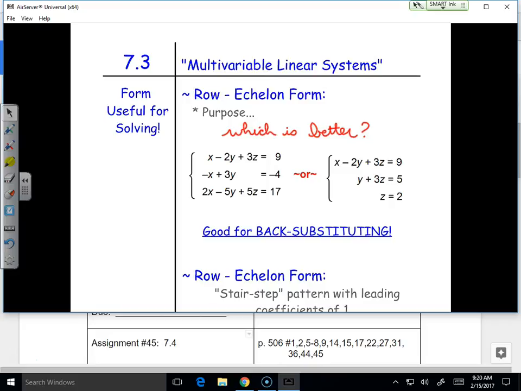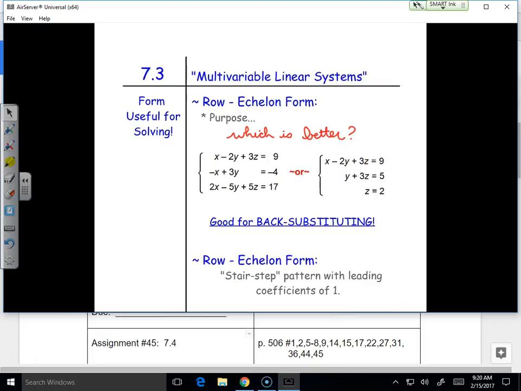At the bottom of the page, my way of remembering row echelon form, without getting too technical and specific, even though there are some technical descriptions as to what this form is and exactly what it's supposed to have, I just like to call it the stair step. Technically, a stair step where each of the far left terms has a leading coefficient of 1. But I like to just think of it as a stair step.